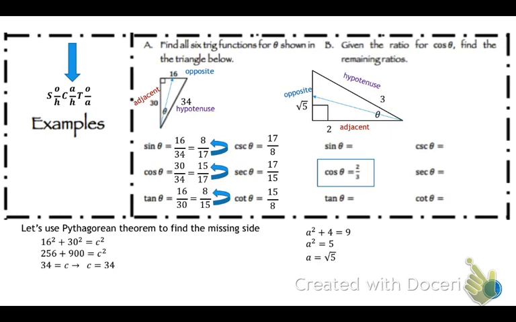Now I can go through and find the rest of these trig ratios. So sine is opposite over hypotenuse, which is the square root of 5 over 3. We already found cosine. Tangent is opposite over adjacent, which is the square root of 5 over 2.